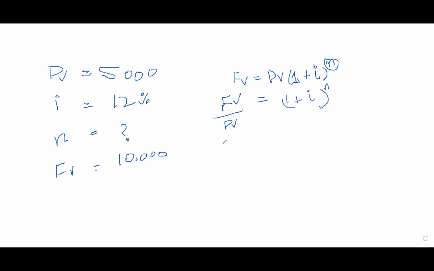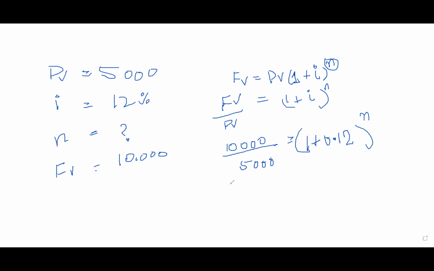So what is the future value? Future value is 10,000, divided by present value 5,000, that is equal to 1 plus i, which is 12%, 0.12, raised to power n.